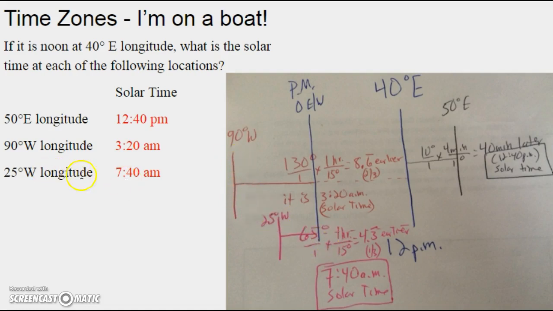Lastly, in pink, 25 degrees west. Let's see here. 25 degrees west is closer to the prime meridian. So 25 west plus 40 east is 65 total degrees times 1 hour over 15 degrees, which is 4 1/3 of an hour. So 4 hours and 20 minutes. It's 4 hours and 20 minutes earlier. As a result, I take 12 noon minus 4 hours 20 minutes, and I find that it's 7:40 a.m. solar time at 25 degrees west longitude.